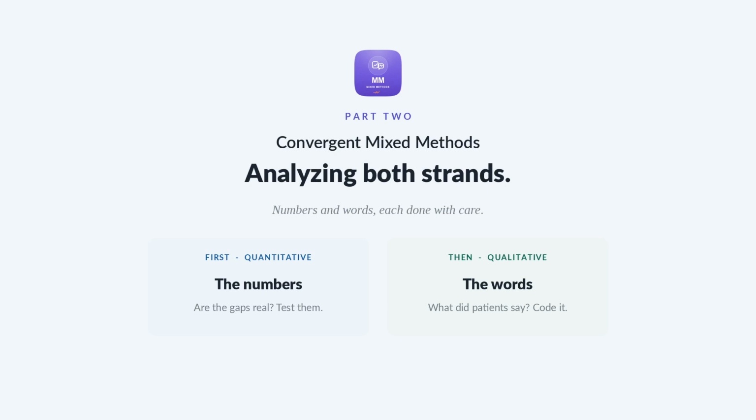In this part, we build both strands. First, the quantitative side, where we test whether the confidence gap between the two clinics is real and look at who actually improved. Then the qualitative side, where we read what patients wrote and code it into themes. Two kinds of evidence, each done with care, so we can bring them together later. Let's start with the numbers.